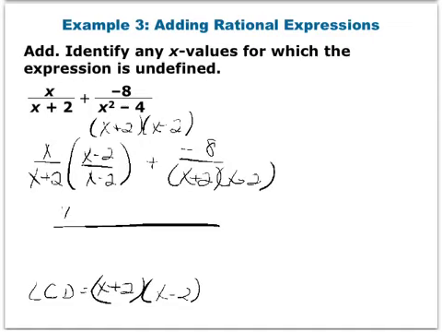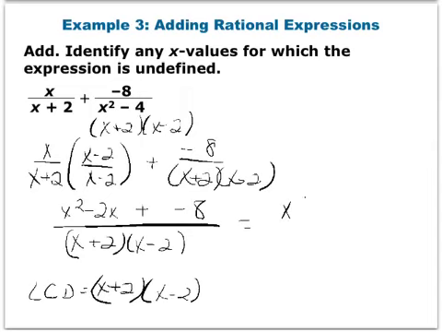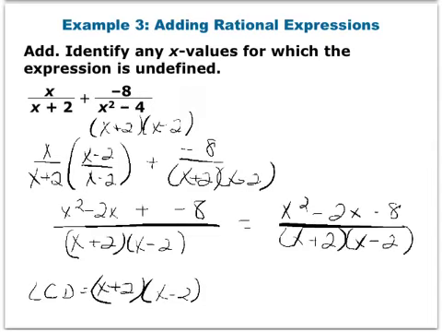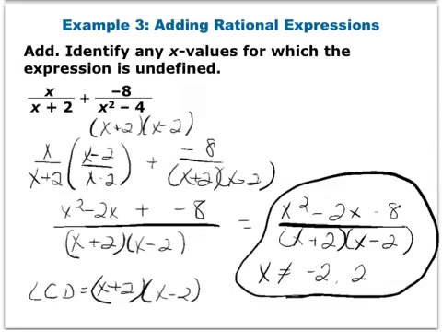The numerator is x squared minus 2x, plus a -8 over x plus 2, x minus 2. Collect like terms. I have x squared minus 2x minus 8 over the common denominator. And we're undefined at -2 and +2. Actually, I'm going to write this equation on the next page and show you how they can be finished if you can factor further. So write that down, and I'm going to move on.